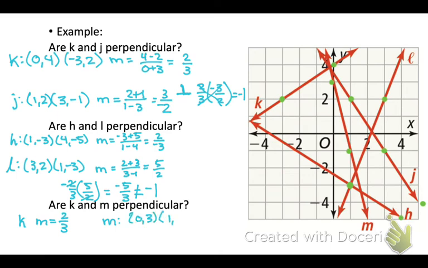And we had 1, negative 1. So 3 plus 1 over 0 minus 1. I get 4 over negative 1. So I get negative 4. Do you get that? Yeah. So are they perpendicular? No. So I have 2/3, and that should be negative 4 over 1. Does anything reduce? So negative 8/3 is not equal to negative 1.